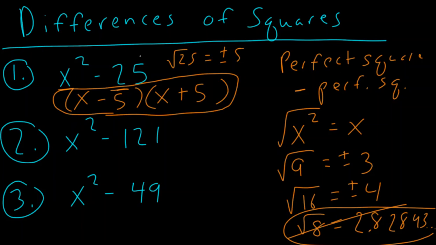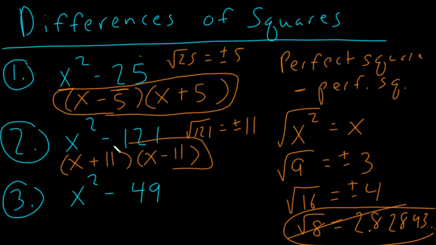Let's take a look at number 2. We split it up into our two factors. The square root of x squared is x and x. And what is the square root of 121? Well, that is equal to plus or minus 11. So I put plus 11 and minus 11.